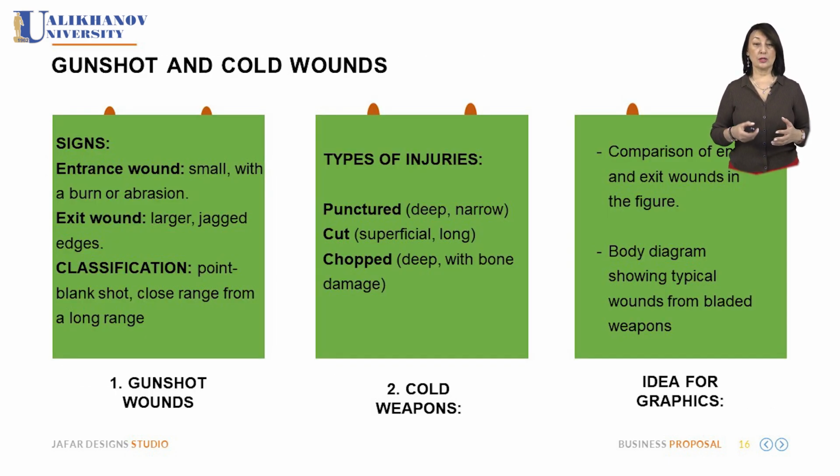Next, gunshot and cold wounds. Gunshot wounds include entrance wounds and exit wounds. In classification: point blank shot, close range and long range. Next, types of cold weapons: puncture, cut and chop.